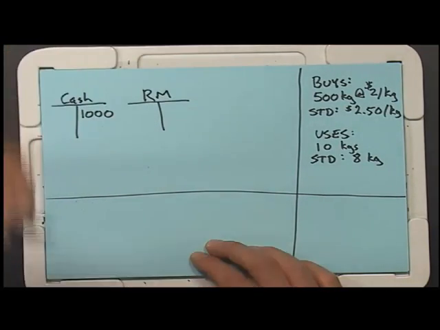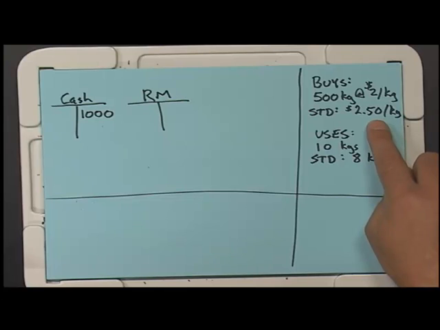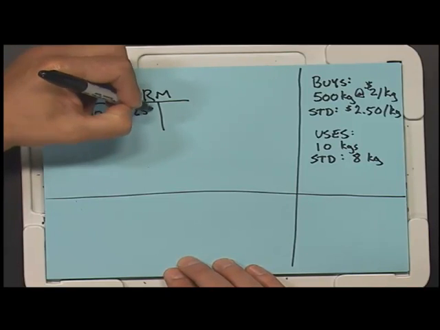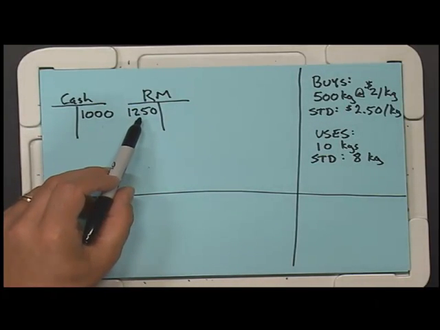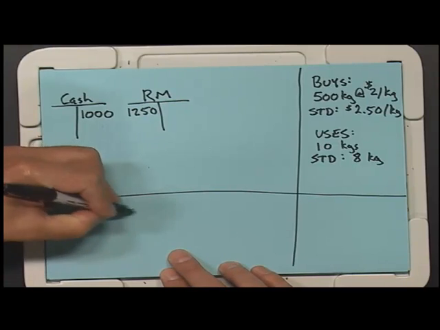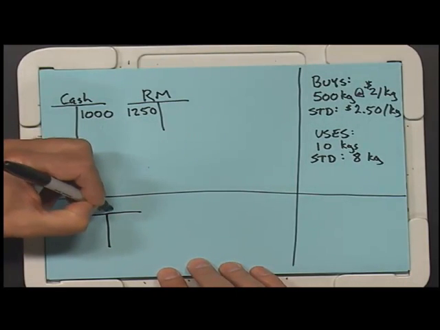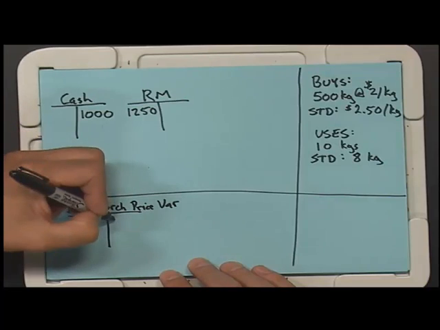Instead, we're going to put into our raw materials account what it should have cost to buy 500 kilograms according to the budget. So what should it have cost? 500 kilograms at $2.50 is $1,250. And so we're going to debit our raw materials to reflect an asset equal to what the materials should have cost according to our budget. Now, we have too many dollars on the debit side compared to the credit side. We're going to need more credits. Where are we going to put that? We're going to put that on the income statement in what is called a direct materials purchase price variance. Okay, we need $250 more of a credit.